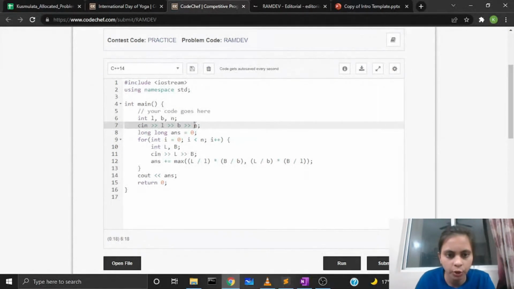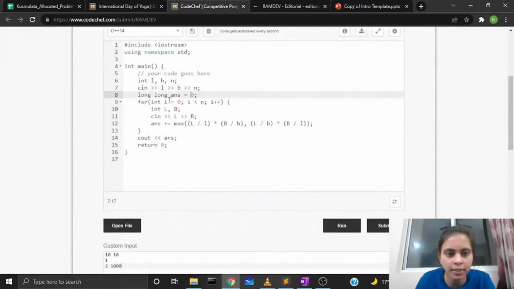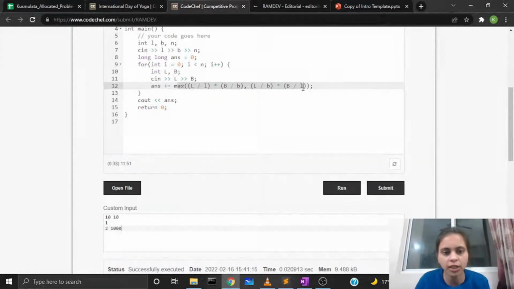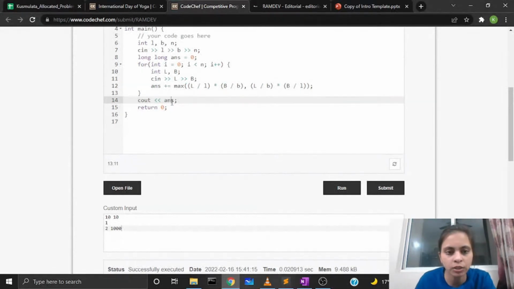So here I am taking the input of length and breadth of the yoga mat and at the same time the number of yoga halls I have. And then I'm initializing my answer in the long data type to 0, and then I'm traversing over the number of yoga halls and taking the dimension of each yoga hall and calculating the answer for it simultaneously. That is, I'm calculating the maximum number of mats I can put in that room while taking the input of dimension of that room, and I'm taking the maximum of both of the orientations I have, and then I'm printing the answer to the screen.